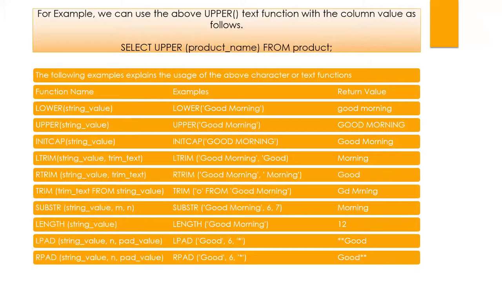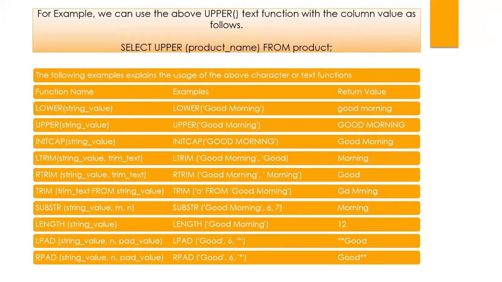Substring of 'good morning', comma, 6, comma, 7. So starting at the sixth character, 7 letters, so 'morning' is displayed. Next, length of 'good morning' is 12.